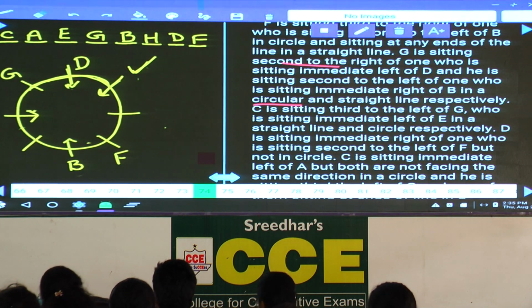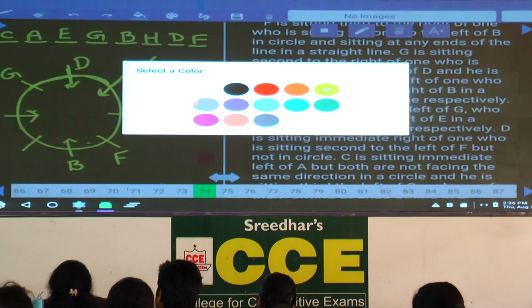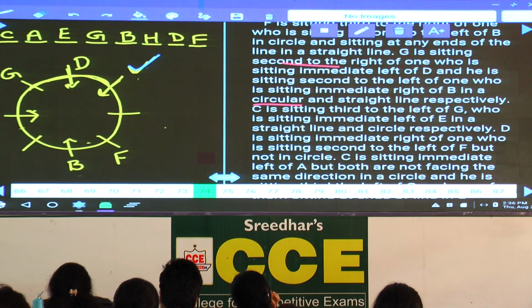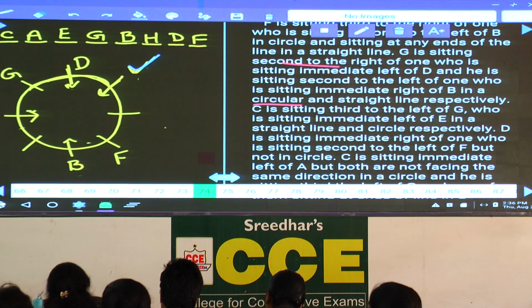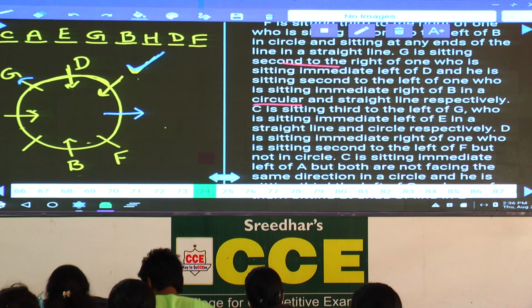G is this person. Now G is sitting second to the right of the one who is sitting to the immediate left of D. The immediate left-hand side of D is this person, isn't it? And to this person, second to the right-hand side is G. Then what is the direction of this G? G is outside. Why is G outside? Because three persons sitting in the same direction cannot be adjacent to each other. Now D and this person are facing towards the center, and this person must be away from the center. Then what about the direction of this person? This person must also be away from the center, isn't it?